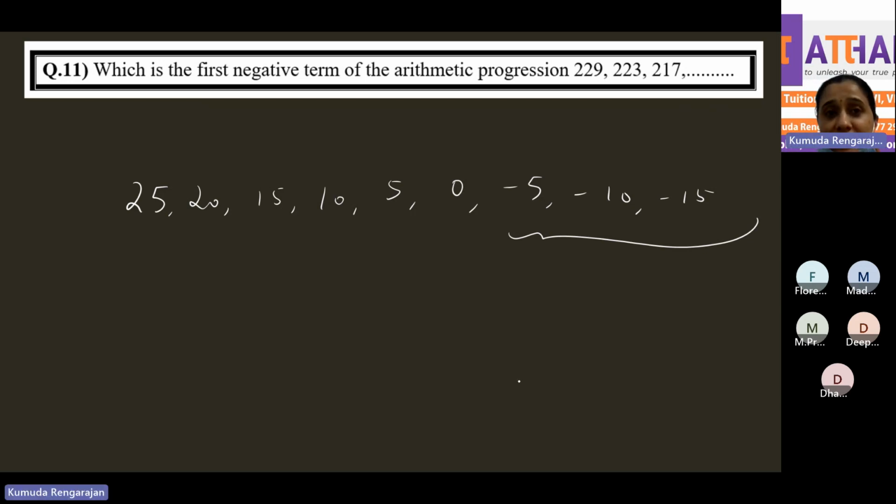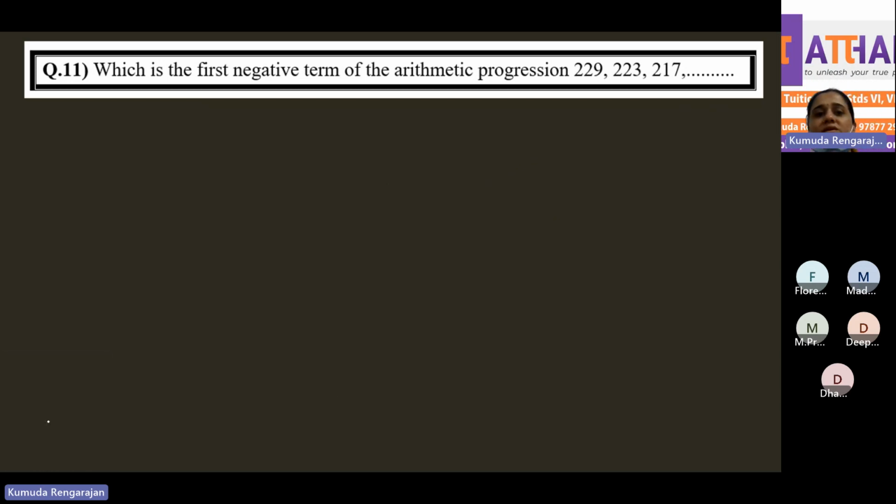So which is the first negative term of the AP? Here it is minus 5. Minus 5 is the first negative term. From there on, all the terms are negative. But which is the first negative term is the question. So for that, you need to write a condition. They're asking which term, that means an, is the first negative term. Well, we know that negative terms are less than zero. When something is less than zero, it's negative.